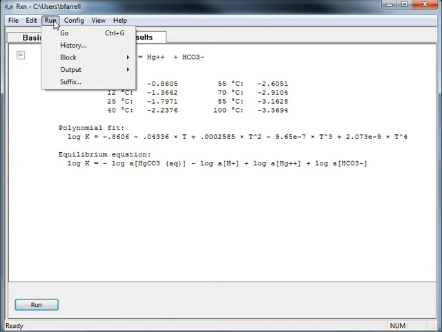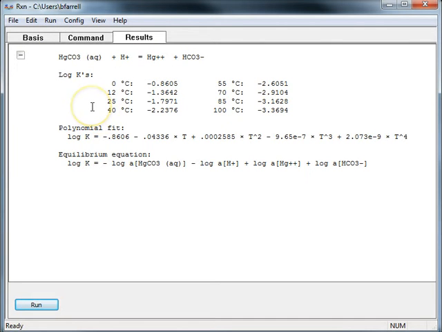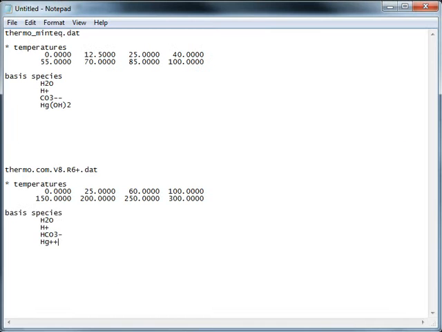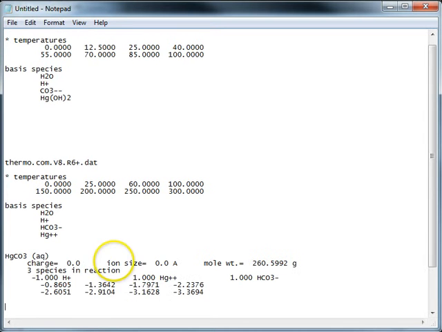I'll go to run at the top and choose block and overwrite. And this will copy information to the clipboard, the information we'll need to add to our new thermo data set. And I'll show you what that looks like by pasting it right in here. So this is the data set format, HgCO3, written in terms of the basis species, Hg2 plus and HCO3 minus, necessary to put in thermo.com. But keep in mind, these equilibrium constants go from 0 to 300, 0 to 100.